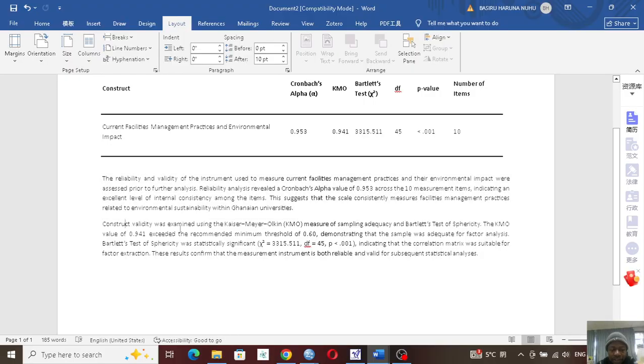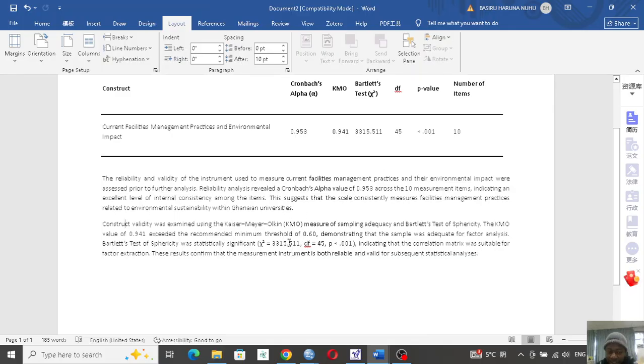Construct validity was examined using the KMO measure of sampling adequacy and Bartlett's test of sphericity. The KMO value of 0.941 exceeded the recommended minimum threshold of 0.60, demonstrating that the sample was adequate for factor analysis. The Bartlett test of sphericity was statistically significant. So you see, I said this and that, they measure the same thing. So we brought it here.